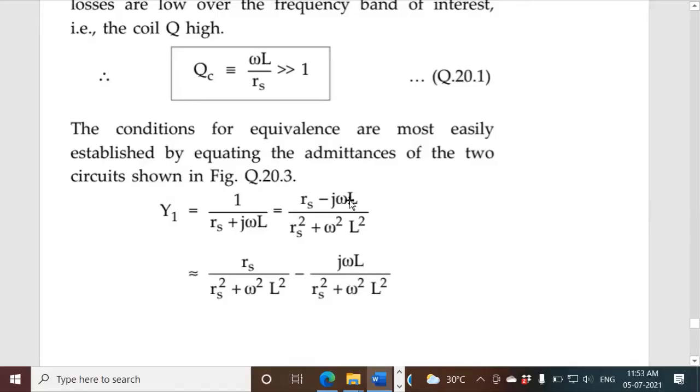In the numerator we have Rs minus j omega L. If you multiply it with Rs plus j omega L, it becomes Rs square plus omega square L square. You know A plus jB into A minus jB is A square plus B square. Separately we are writing each term here: the first term is minus j omega L by this term. We are separating the denominators.